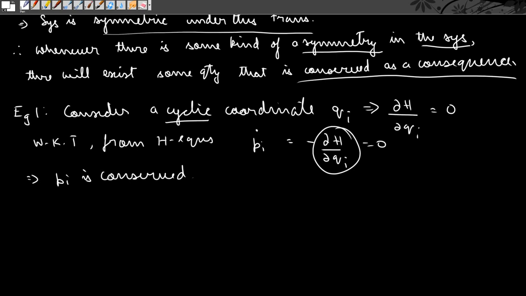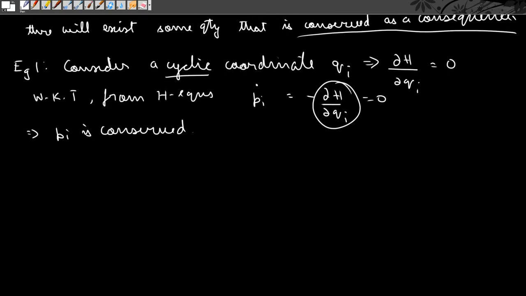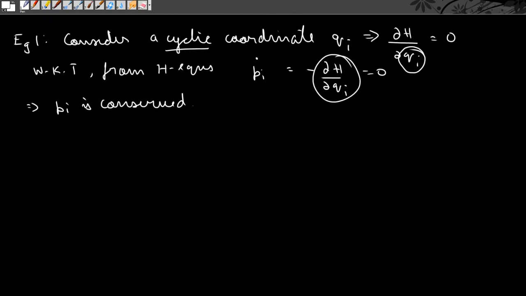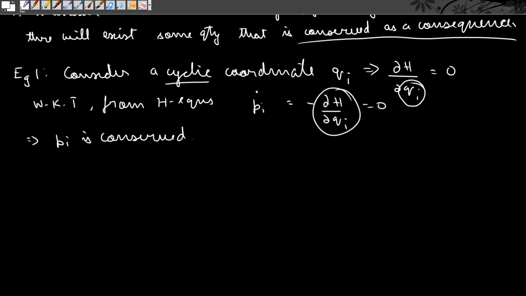So this implies that pi is conserved. Now this is one way in which we have looked at conservation of conjugate momentum when the Hamiltonian is invariant with respect to change in a particular coordinate. This can also be viewed in terms of a transformation under which the system becomes symmetric. That transformation should involve just a change in the coordinate qi alone and keep all the other coordinates fixed. If that is the case, the system will be invariant, since the Hamiltonian function is not going to change as it is a cyclic coordinate.